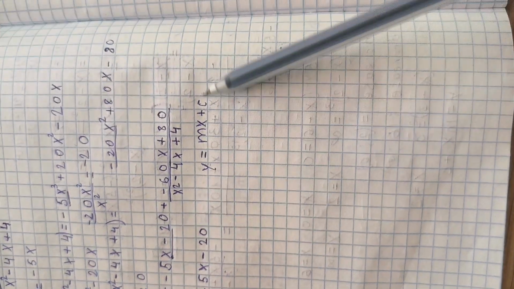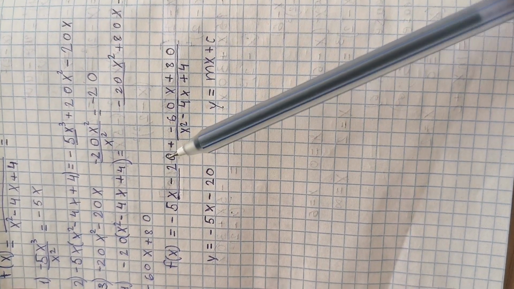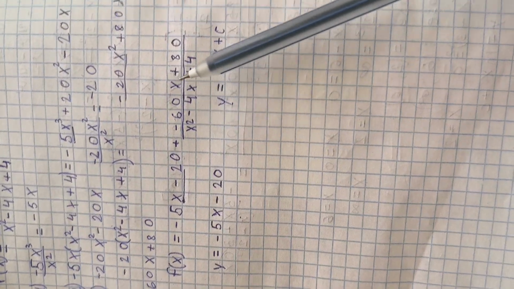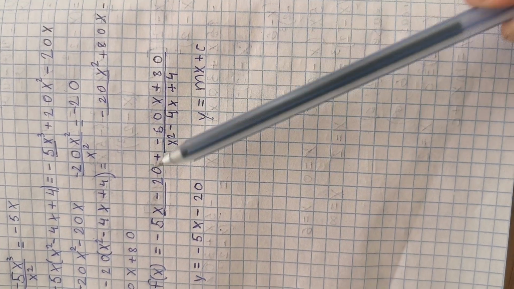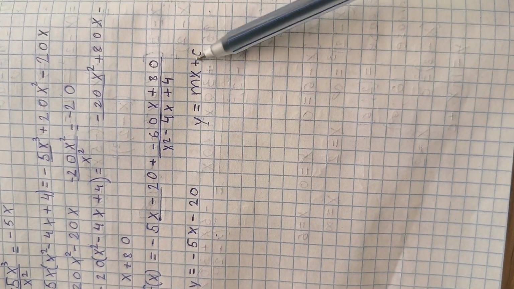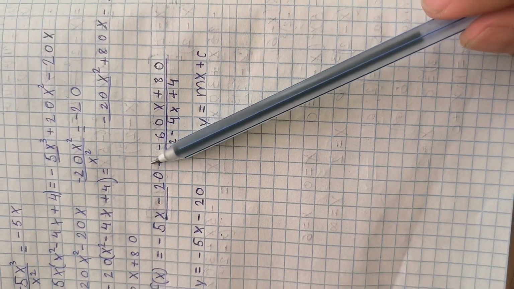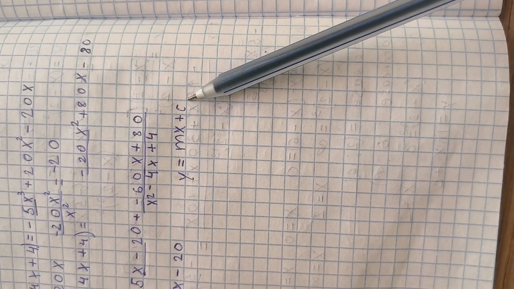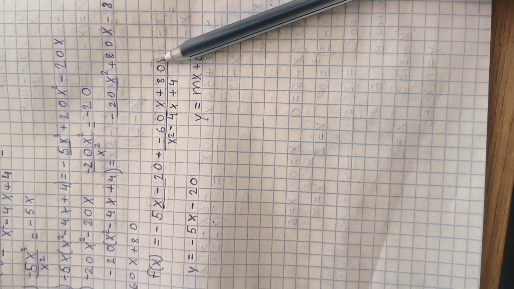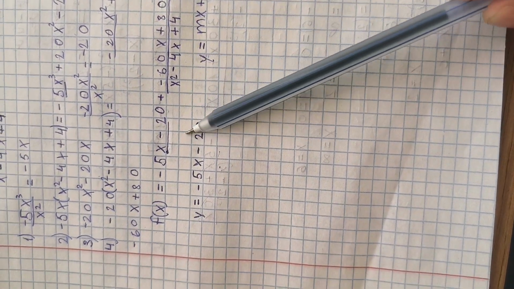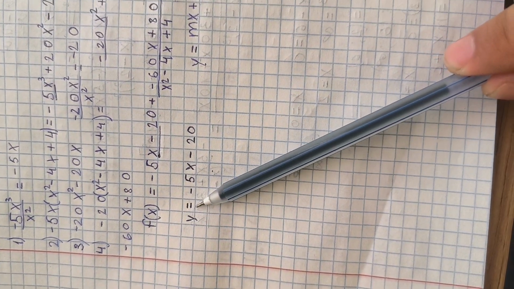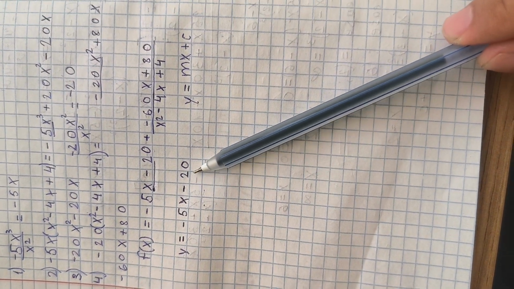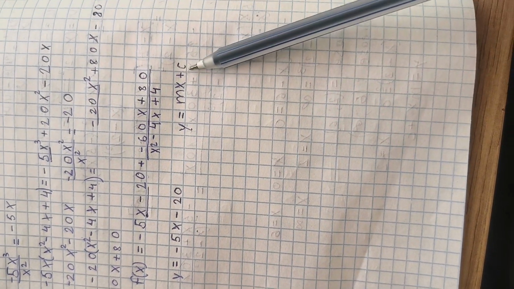Assuming all of them, I managed to get this exact thing. According to the formula, this thing right here will equal mx, and anything that's left aside is equal to c, which is irrelevant to us in this situation. And our final solution will be y equals minus 5x minus 20, according to this formula.